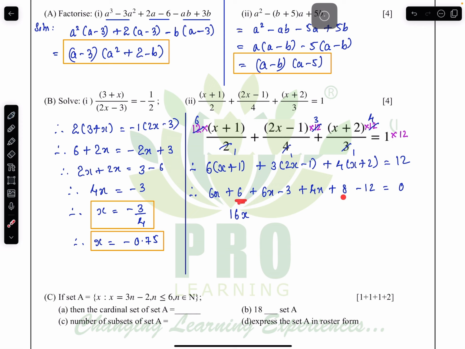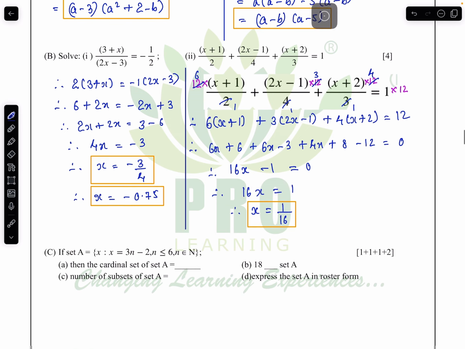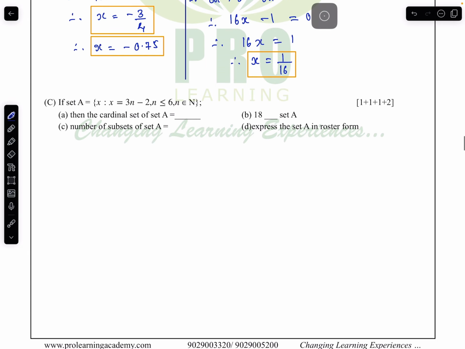6 and 8 and 6 makes 14. 14 minus 12 makes 2. 2 minus 3 makes minus 1. So we are left with minus 1 here, which is 0. Therefore 16x makes 1. Therefore x is 1 over 16. x is 1 over 16. We continue solving this further.